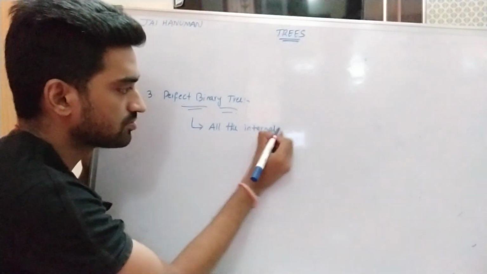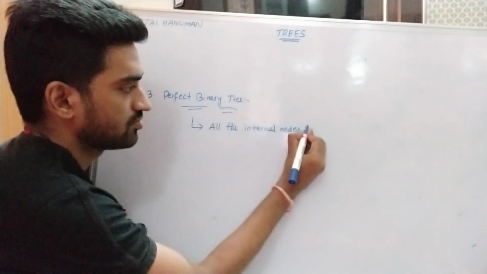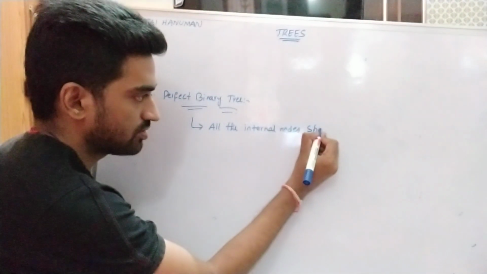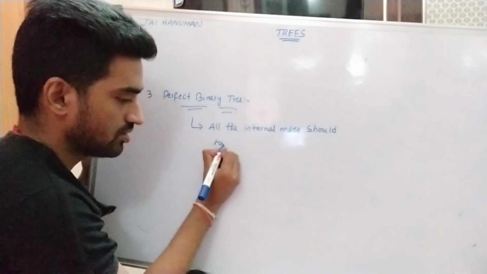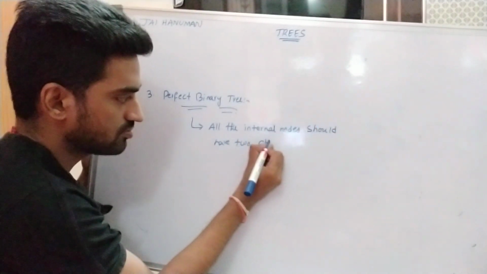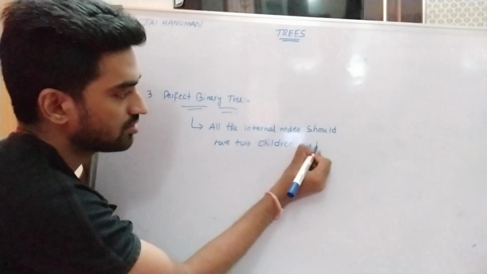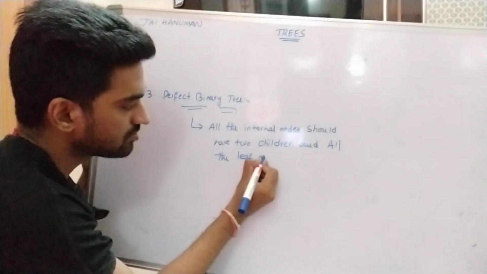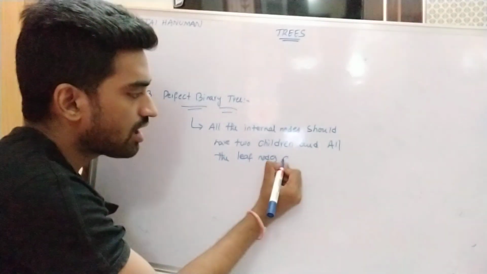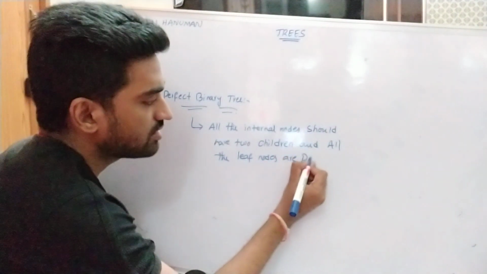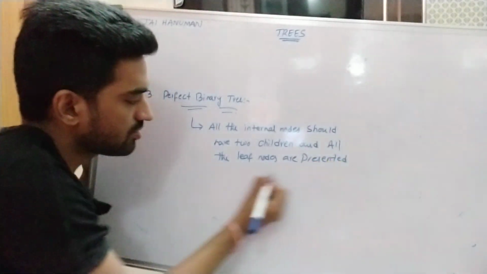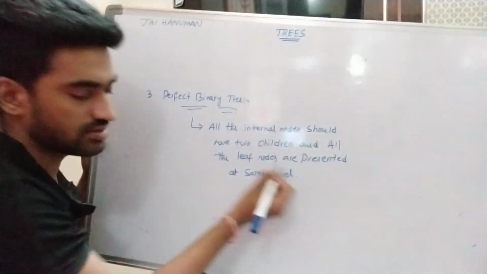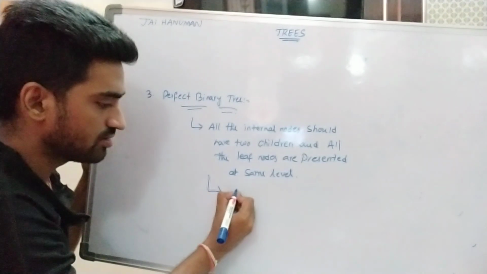internal nodes should have 2 children, and all the leaf nodes are presented at the same level. Presented at the same level.